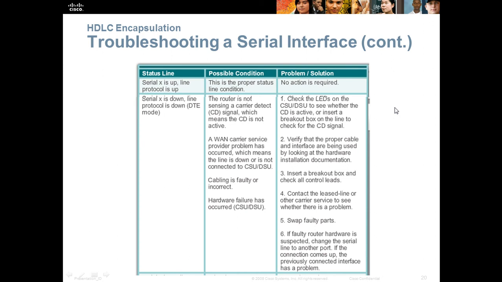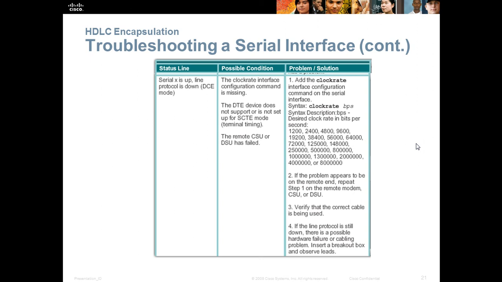Troubleshooting a serial interface, we have different statuses of the serial line, and we can apply the possible conditions, problems and solutions. Sometimes serial X is down, line protocol is down, which is DTE mode. The possible condition is that the router is not sensing a carrier detect signal, which means that CD is not active. The possible solution is to check the LED on the CSU/DSU to see whether the CD is active, or insert a breakout box on the line to check the CD signal. Similarly, according to the scenario, we can apply different troubleshooting tools and their solutions.